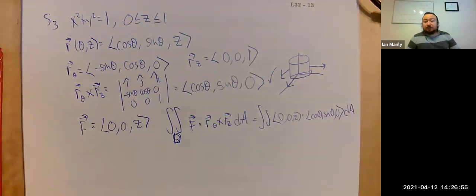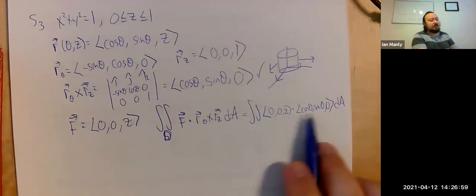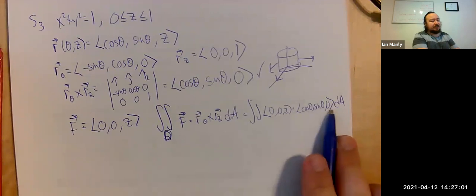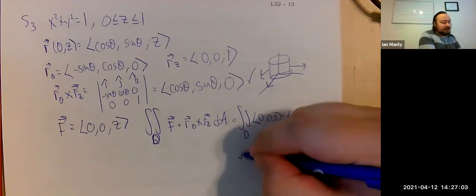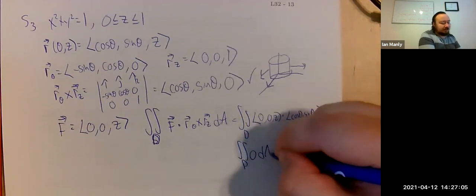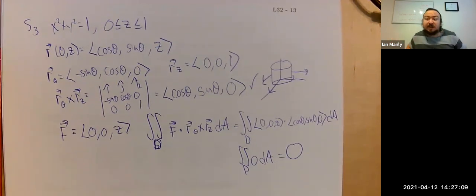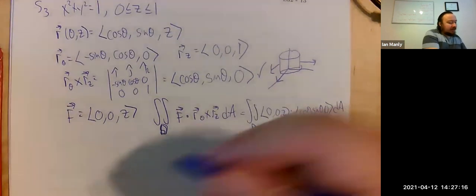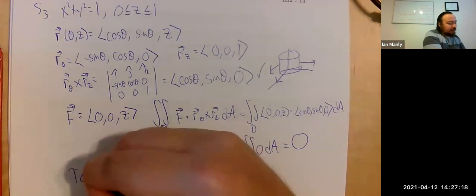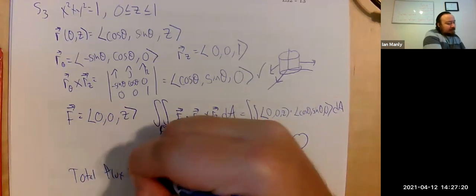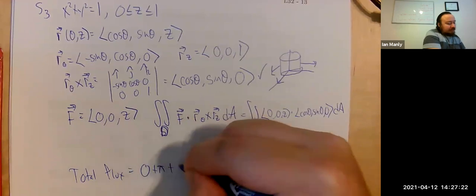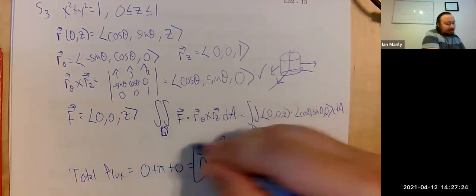So once again, this is another integral that we don't have to do anything with, because we have 0 times this, 0 times this, and then Z times 0. This is yet another integral of 0. So we end up with 0 water net flow out of our cylinder right here. I think it was Sam that had the right idea the whole time. So if we have the total flux, it'll be 0 plus pi plus 0, which will be pi.